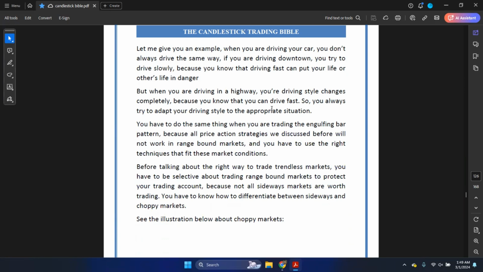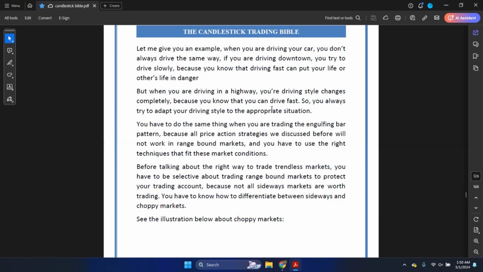When you are driving your car, you don't always drive the same. If you're driving downtown, you try to drive slowly because you know that driving fast can put your life or others' life in danger. But when you're driving on the highway, your driving style changes completely because you know that you can drive fast. So you always try to adapt your driving style to the appropriate situation. You have to do the same thing when you are trading the engulfing bar pattern, because all price action strategies we discussed before would not work in range bound markets. And you have to use the right techniques that fit these market conditions.